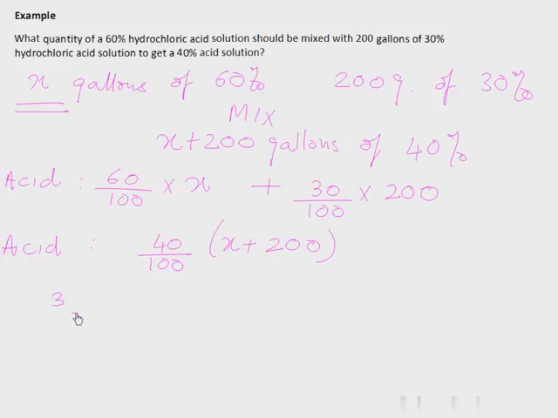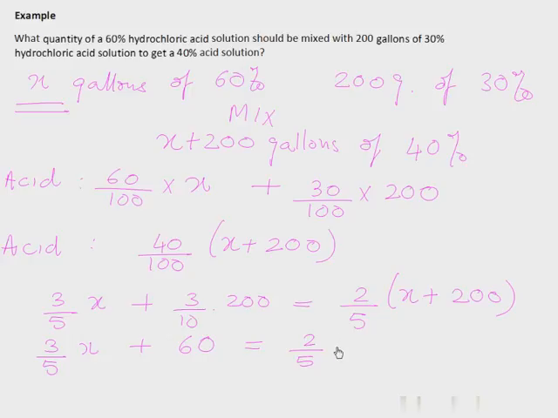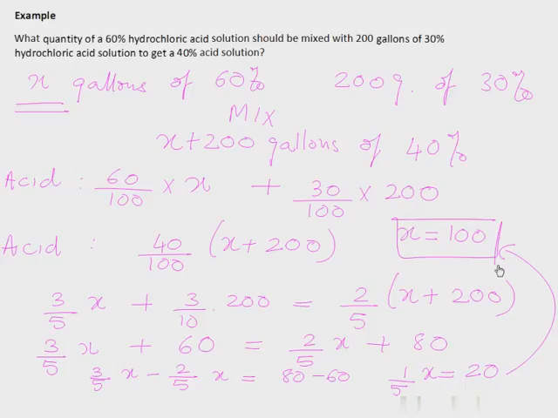So 60 over 100 I can write as 3 over 5 x plus 3 over 10 into 200 is equal to 2 over 5 into (x plus 200). I've just simplified the ratios. 3 over 5 x plus 60 is equal to 2 over 5 x plus 80. Therefore, 3 over 5 x minus 2 over 5 x is equal to 80 minus 60. 1/5 x is equal to 20. X is equal to 100. You need to add 100 gallons of 60% hydrochloric acid solution to the 200 gallons of 30% hydrochloric acid solution to get a final mixture of 40% acid solution.